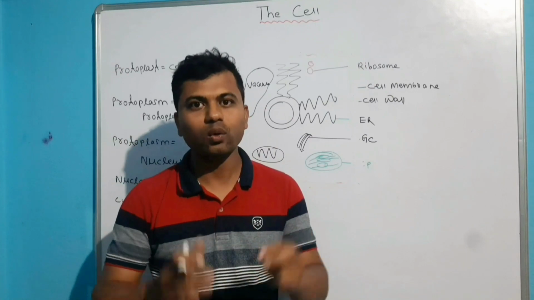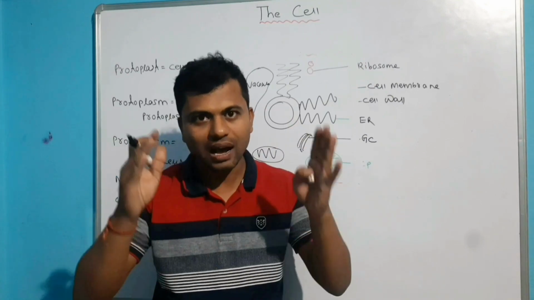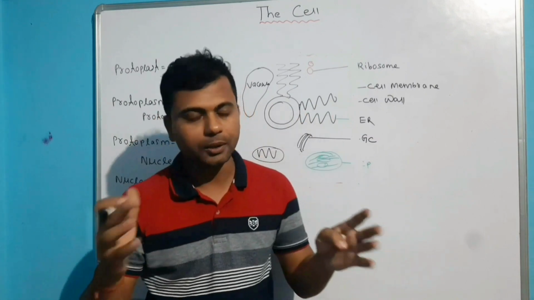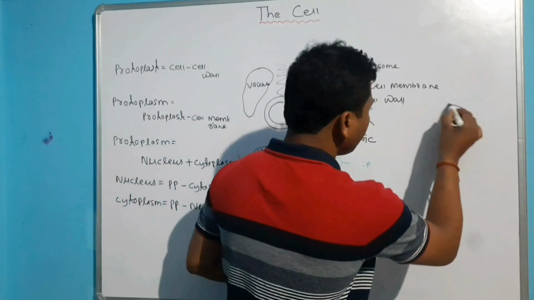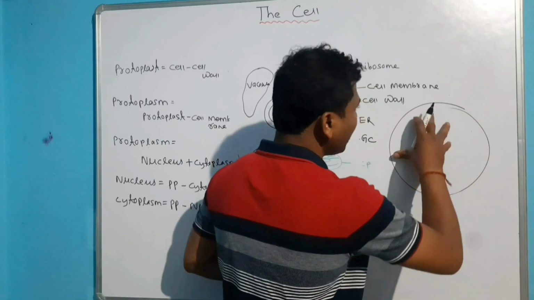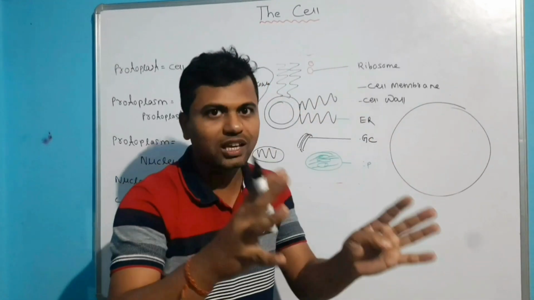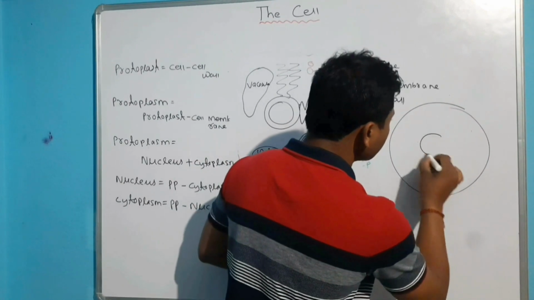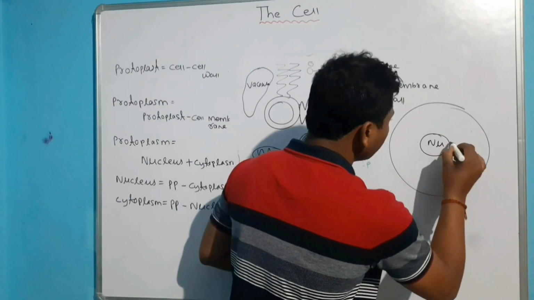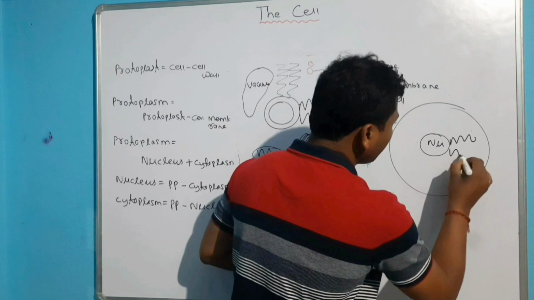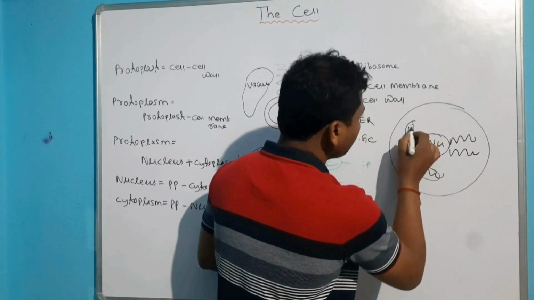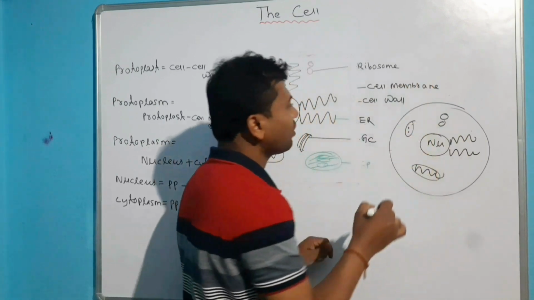In another way, we can say the protoplasm is the entire content which is present below the cell membrane. Now this is the cell membrane. So the entire content which is present below the cell membrane is known as the protoplasm. Now this is the nucleus which is present at the center. This is the endoplasmic reticulum. This is the mitochondria. This is the plastid, and many other cell organelles are present.